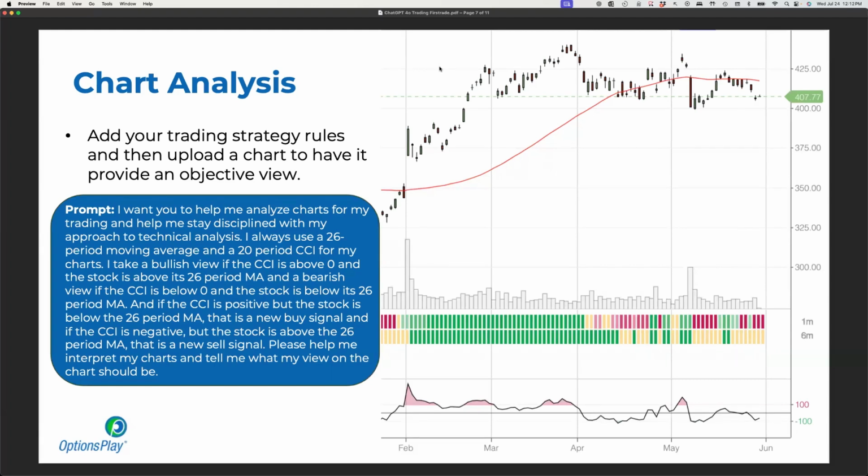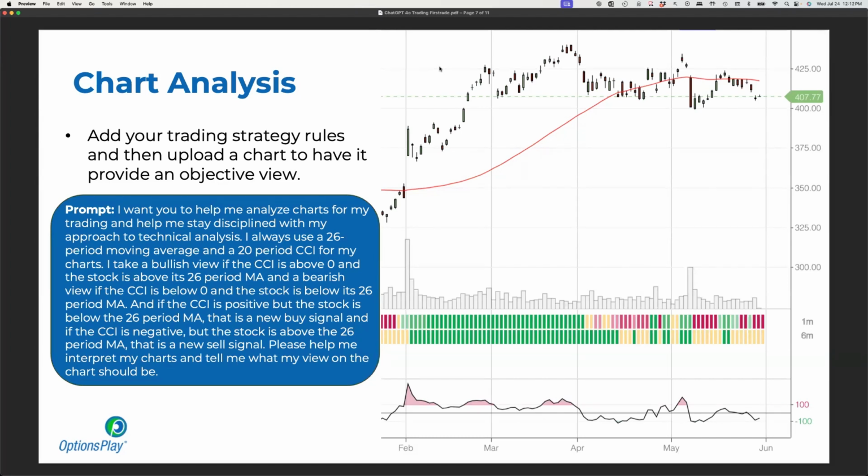But basically, what I've done here is I wrote to ChatGPT and I said, I want you to help me analyze charts for my trading and help me stay disciplined with my approach. And what I do is I define my trading strategy in plain English. And that's the work that you're going to need to do if you want this to work for you: you have to first be able to define your style of technical analysis in plain English.